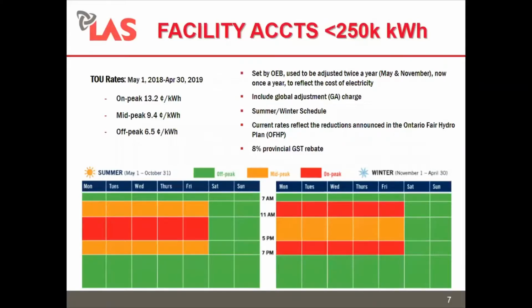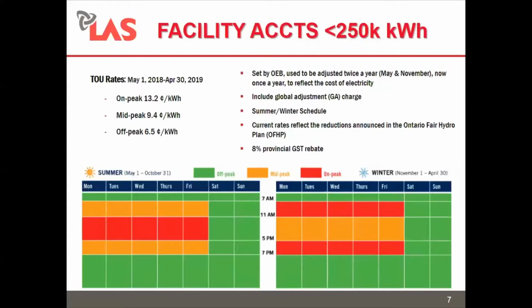So overall, there are two deductions on this price. You see the 8% GST basically showing on your bill. So this is after the price, but the published rates 13.2, 9.4, and 6.5 have factored in the deduction coming from the Ontario Fair Hydro Plan. So this is what one of the small customers is going to pay.